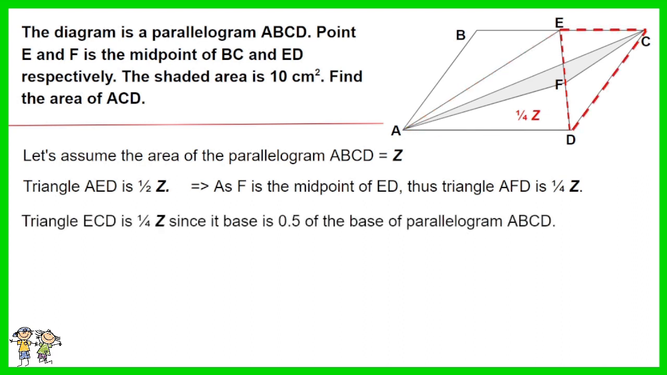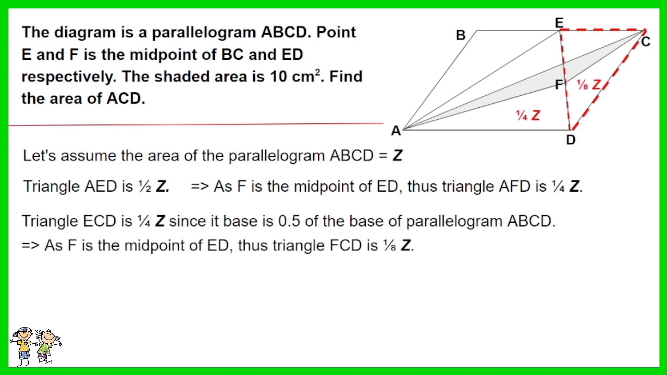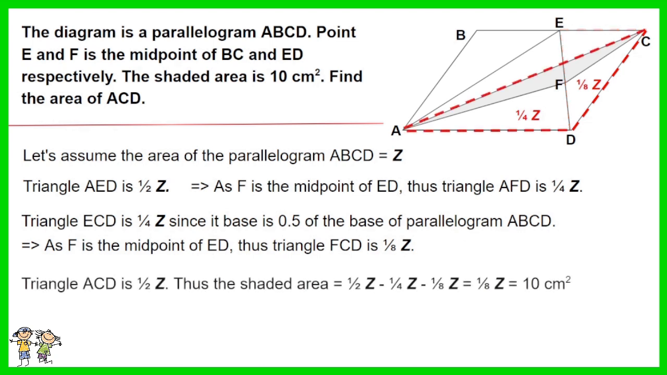Triangle ECD is equal to 1/4 of Z since its base is 0.5 of the base of parallelogram ABCD. As F is the midpoint of ED, thus triangle FCD is equal to 1/8 of Z. Triangle ACD is half Z. Thus the shaded area is equal to half Z minus 1/4 of Z minus 1/8 of Z, which is equal to 1/8 of Z. As such, 1/8 of Z is equal to 10 centimeters squared.